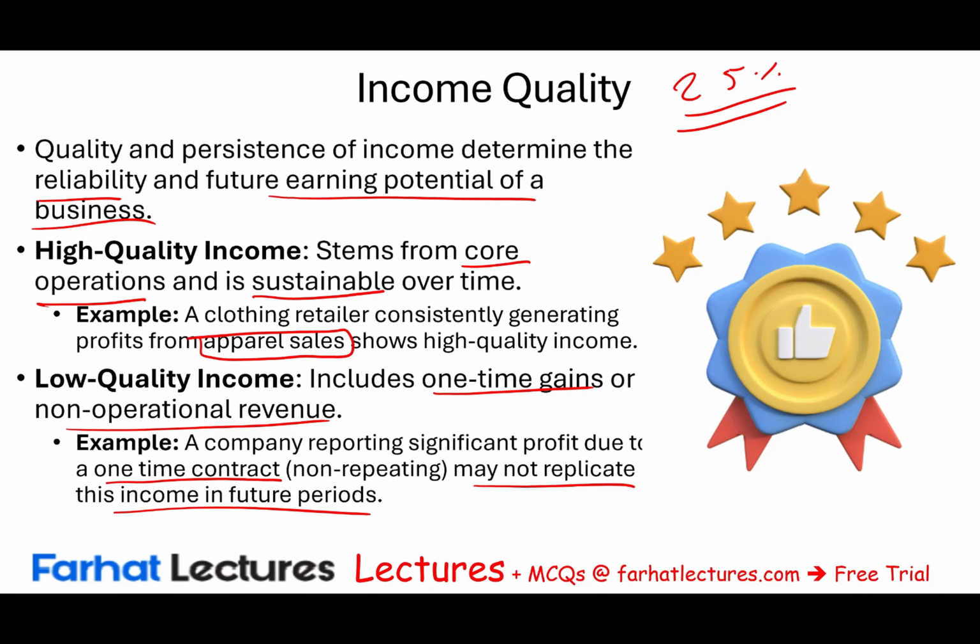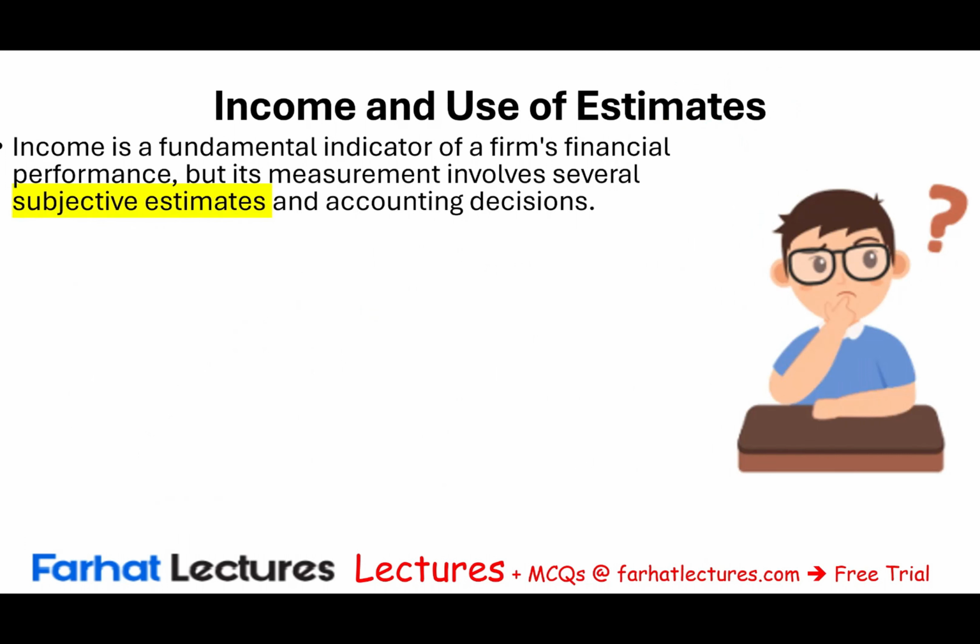And guess what Caterpillar did? They did not disclose this information. Actually, they were penalized, and we'll talk about disclosure shortly. So if your income is not repeating, well, we need to know this, because good quality income is a repeating income. Let's talk about income and uses of estimates.